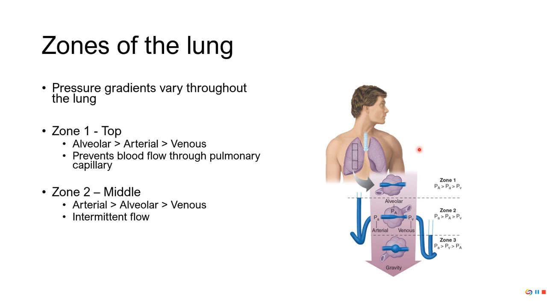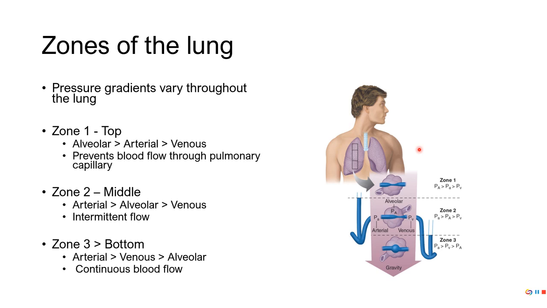Now, zone 2 is above the heart, but it's not as high up. In this case, we have no flow because the vein is collapsed due to high pressure in the alveoli. Now, this causes a backup in the arterial side of things. And so what happens is when we have great enough pressure in the arterial side of the capillary, that will force open the vessel. We can undergo gas exchange, and then blood goes into the vein. All right. And then we've got zone 3. This is at the bottom. So here we have high arterial pressure, high venous pressure, and not as high of alveolar pressure.